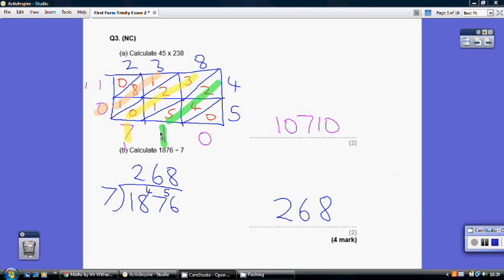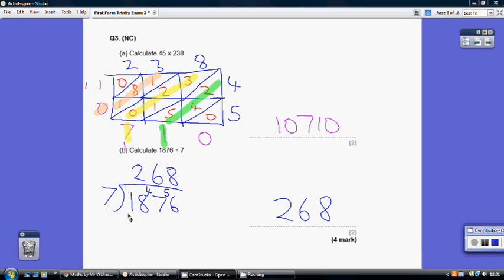Part B, calculate 1876 divided by 7. So we do this using the bus shelter method. Pop the first number under the bus shelter, the 1876, set up the bus shelter and divide it by 7, so pop the 7 outside the bus shelter.